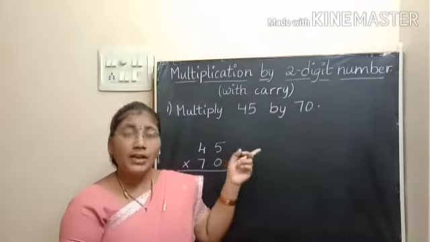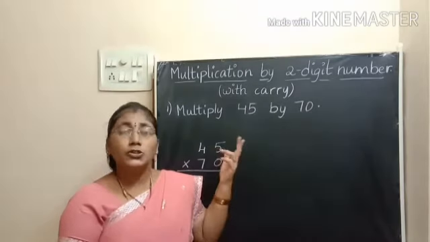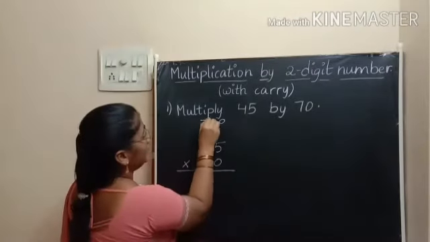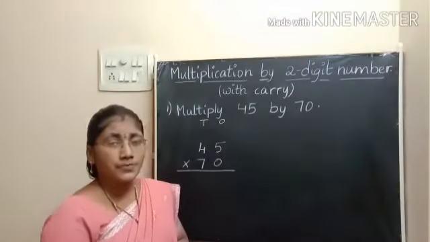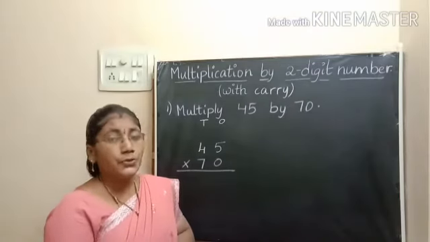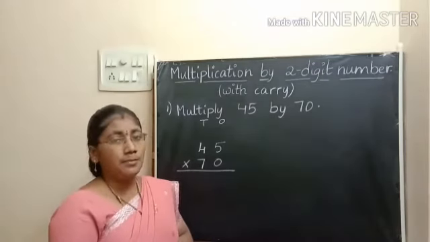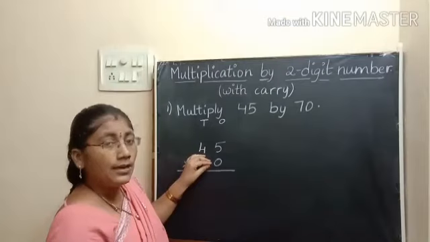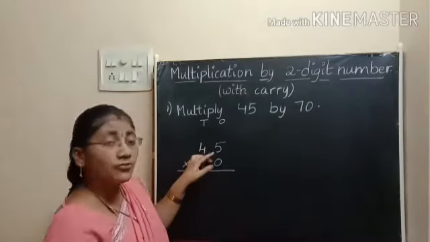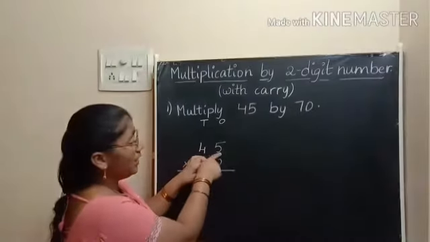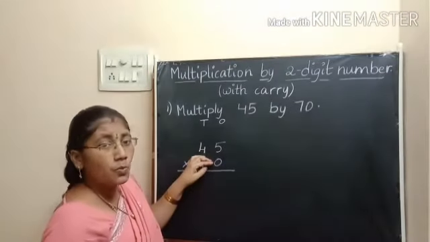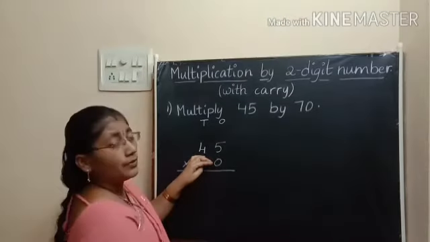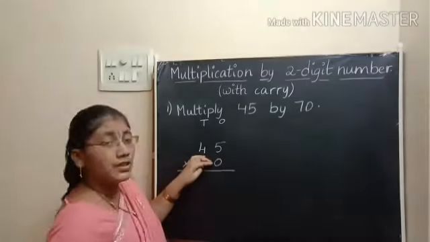Here both multiplicand and multiplier have 2 digits. Understood? So write ones and tens to represent these digits. Now, while doing multiplication with 2-digit numbers, first we have to ignore the digit in tens place. And we have to multiply each and every digit of multiplicand with the digit in ones place of multiplier. So, we have to take 0 into 5. Next 0 into 4.